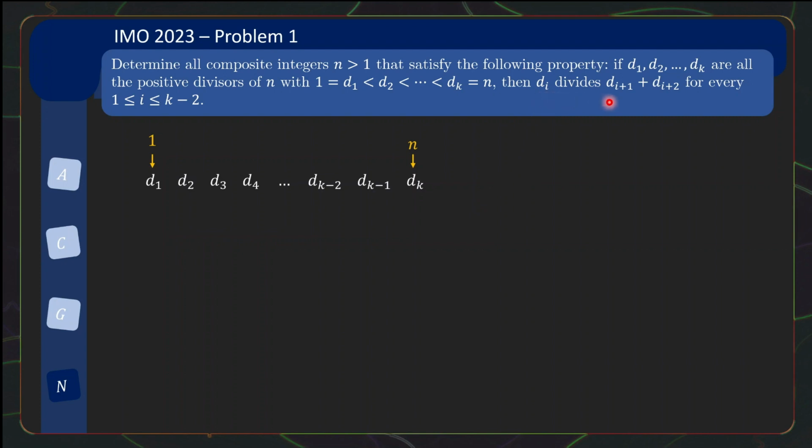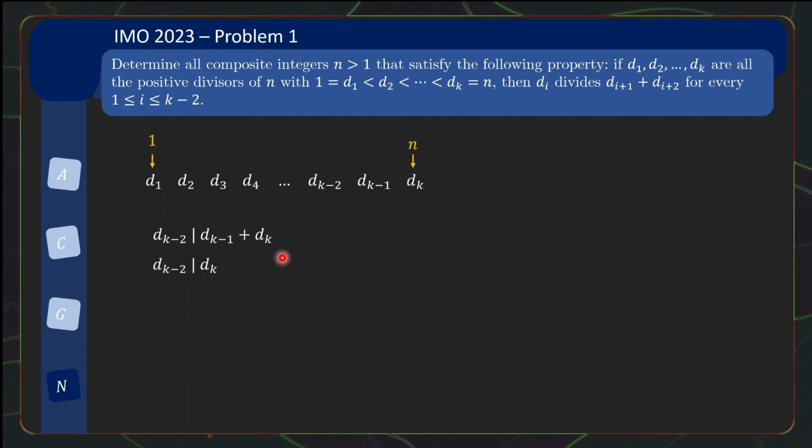So usually when you have a condition like this, you will want to investigate applying the condition at the front or at the end. And in this case, applying at the front doesn't tell you much because 1 divides everything. So let's apply the condition at the end, which gives us d(k-2) divides d(k-1) plus dk.